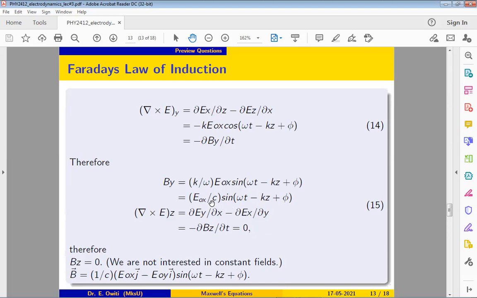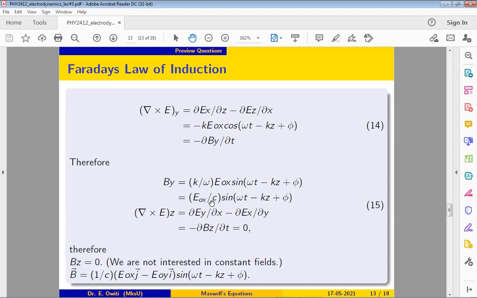You proceed and do the third one. We started with x, you go to y, then you go to z, until you have the 3 components of the B vector. Then you will simply come to a solution and say the B vector is equal to Bx for the x component, plus By for the y component, plus Bz for the z component. And you will have your complete B vector.